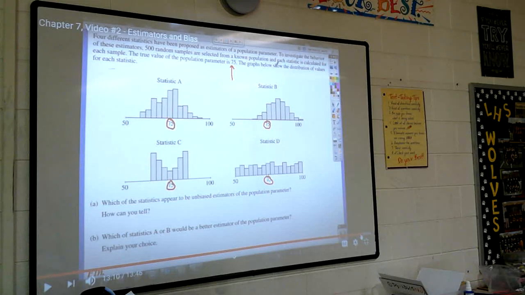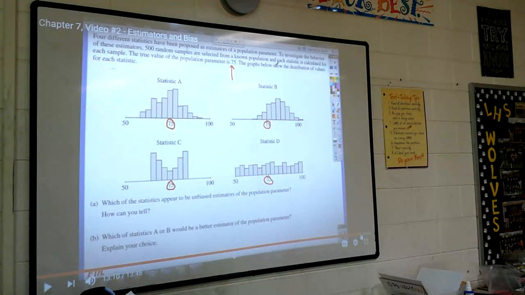Now, which one, A or B, would be a better estimator of the population? A is a better estimator because it is centered around the true population parameter, right? B is centered in the 80s. There's not many right there at 75. A is centered around the true population of 75, so it would be a better estimate. If we were trying to estimate the population, we would want to use A because it's centered around the true population, whereas B is centered around a number much greater than that.